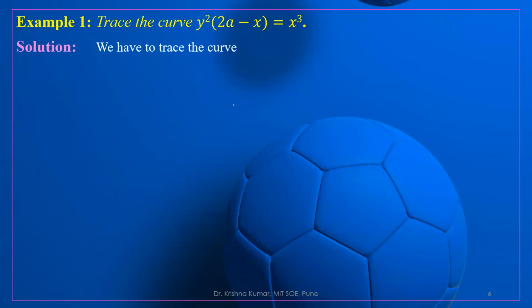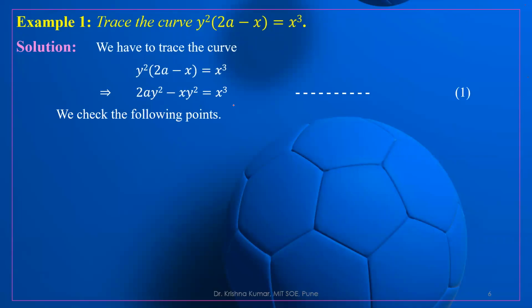We have to trace the curve y square times (2a minus x) equal to x cube. Let us expand it: 2a y square minus x y square equal to x cube. Give it equation number 1. Now we check the following points. What are the following points? We have discussed them earlier for tracing the curve. We take them one by one.